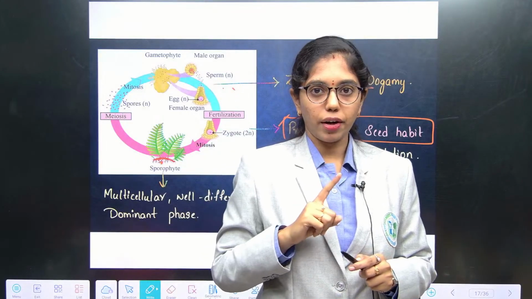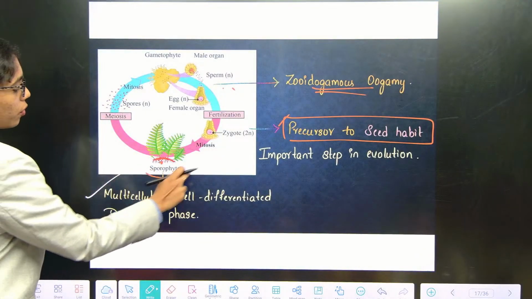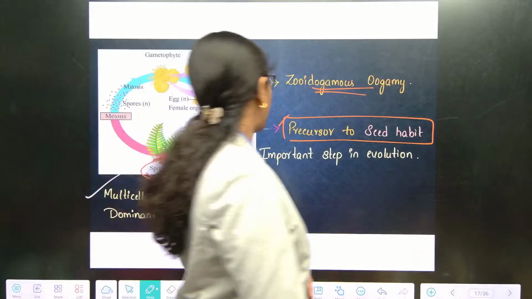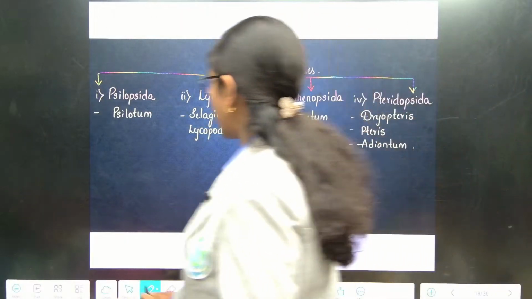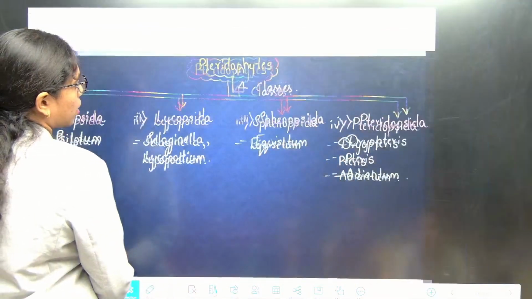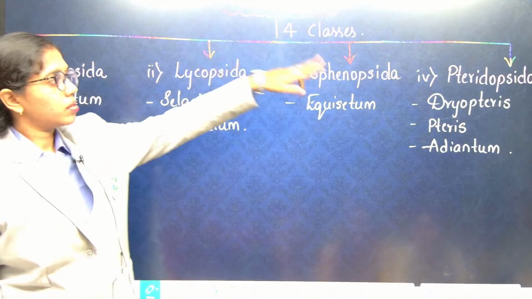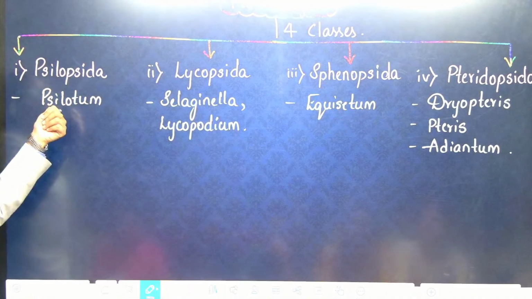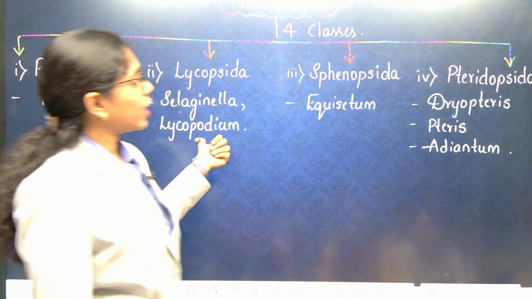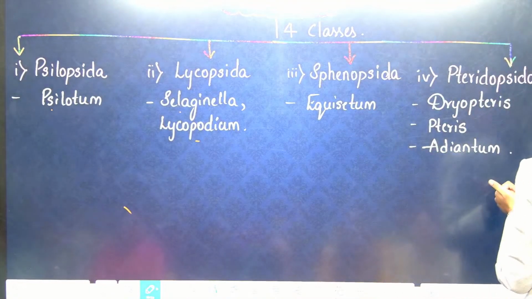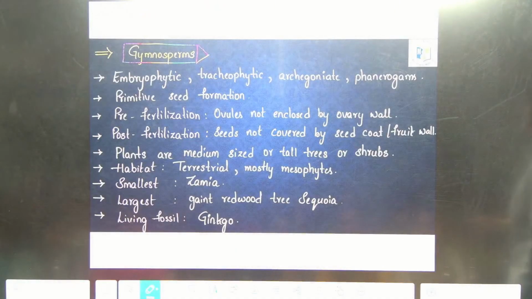Okay, and examples of pteridophytes. Ploidy is important. So this sporophyte is what structure? Multicellular, well differentiated dominant phase. What are the four classes of pteridophytes? Louder. Psilopsida, example. Lycopsida. Sphenopsida. Pteropsida. Okay, no, till pteridophytes. Next about gymnosperms.